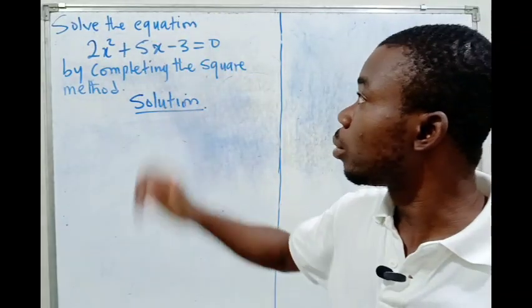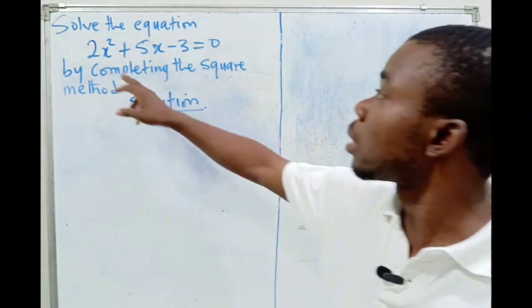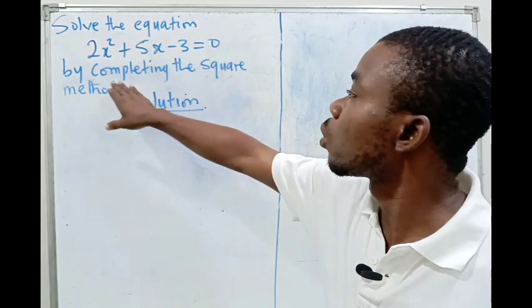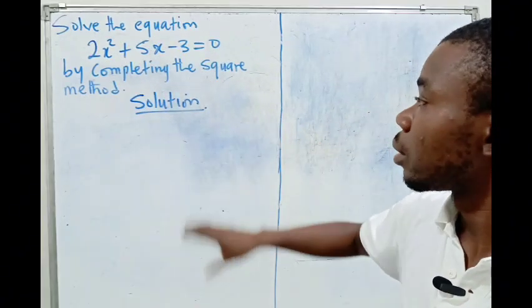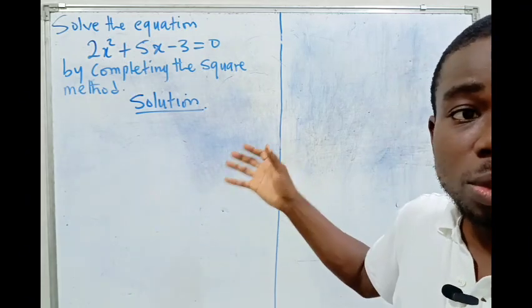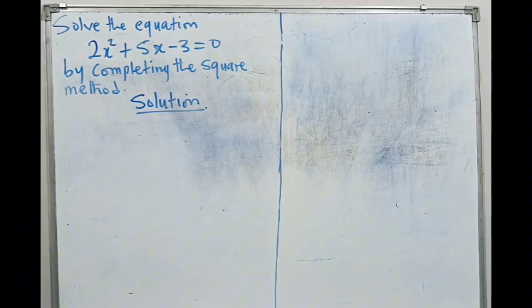Today we are looking at a problem called a quadratic equation, and the question we have to solve is 2x squared plus 5x minus 3 equals 0, and we have to use the completing the square method to solve this problem. So without wasting our time, let's go through the solution process proper. Follow me as we take it step by step.